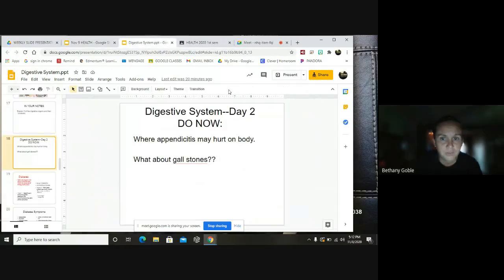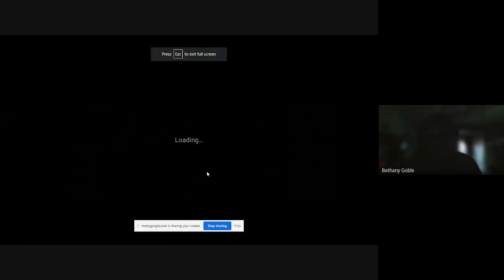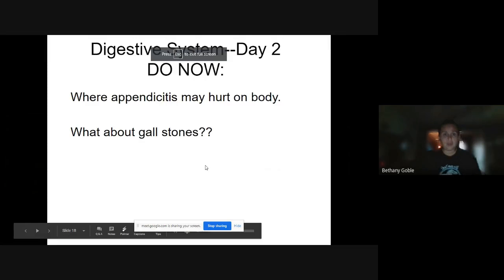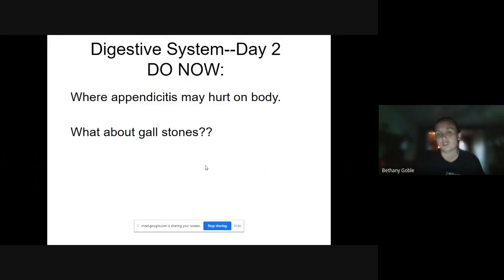It's actually right here. All right, so for your do now questions today, go ahead and tell me, where would appendicitis hurt on your body, and what about gallstones? So this is very important to know your body and locations of things. So like if you ever have pain in certain areas, you have an idea what might be going on.